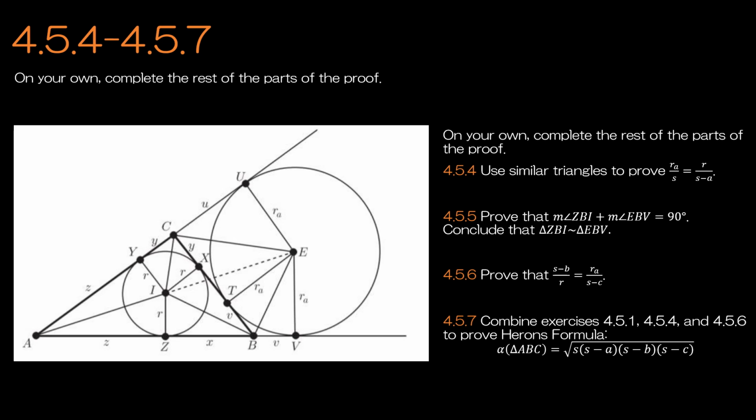So 4.5.4, we're using similar triangles to prove a ratio. 4.5.5, we're saying 2 angles are equal to 90, and we're concluding 2 similar triangles. We're proving another ratio, and then we're putting together 4.5.1, 4.5.4, and 4.5.6 to prove Heron's formula.